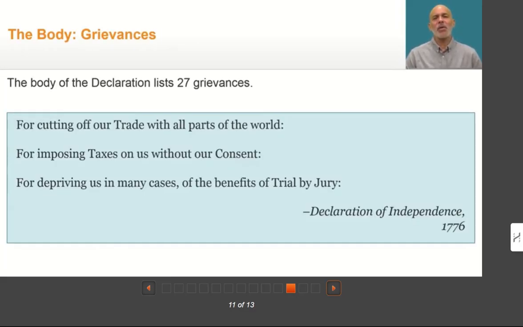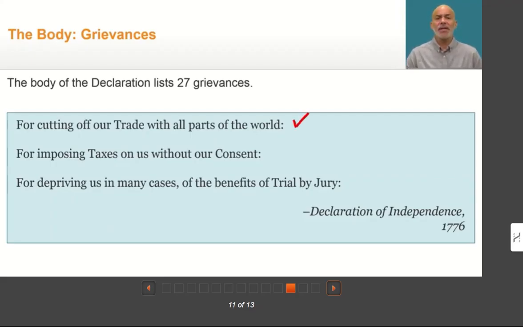It's important to note that while colonial leaders addressed their grievances to the king, they meant the entire British government. Many of the laws that upset the American colonists had been passed by British Parliament with the king's approval. Let's look at 3 issues the colonial leaders had.